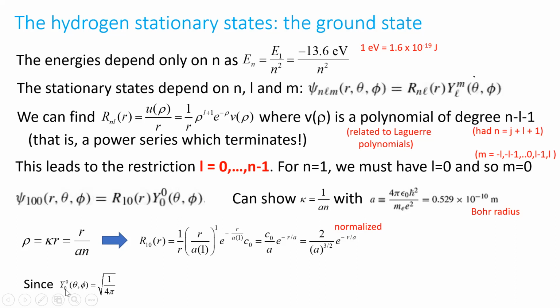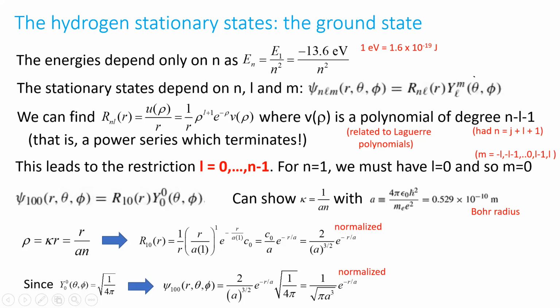Okay, then since Y00, as we saw last time, is the square root of 1 over 4 pi, it's just a constant, a normalization constant that's normalized over the angular integrals. We get psi 100 is the product of the normalized radial function, which is 2 over a to the 3/2 e to the minus r over a, times the square root of 1 over 4 pi, which if you combine these things, so 2 cancels with the square root of 4, pi comes in here, and we get 1 over the square root of pi a cubed, e to the minus r over a. And that's normalized. And there you have it.